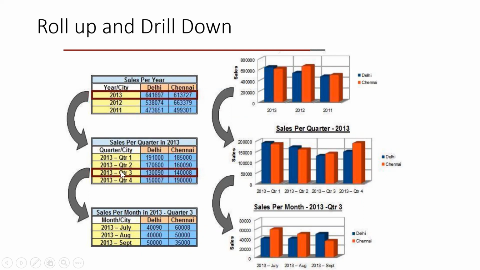Then again, they double click over here. It splits up again into different months. This is how it's called drill down, drilling down till the end level of the hierarchy. For the creation of this, they need to create the hierarchical dimension. This is the first approach, and that can be done in the reporting tool itself.